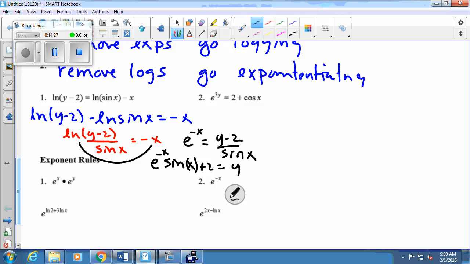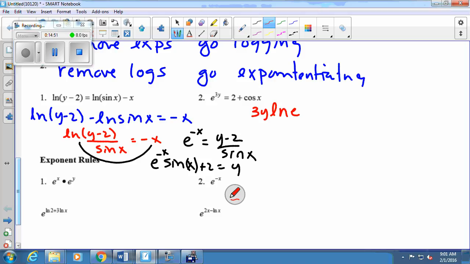Guess what we're going to have to do in number 2? Go logging. How am I going to go logging on this? Can I move anything over, or am I ready to go? Why would you use ln? Is that an okay step? I skipped one. Are you all right with that? For the left-hand side.